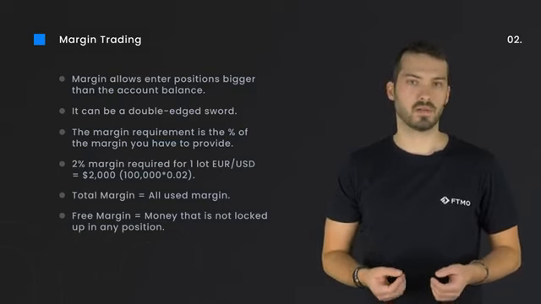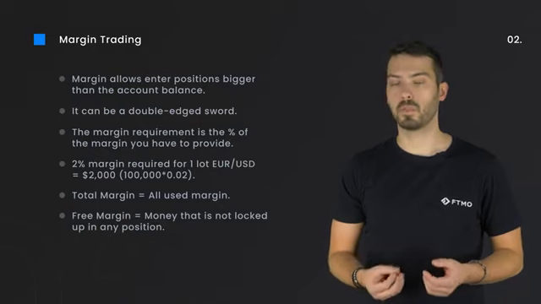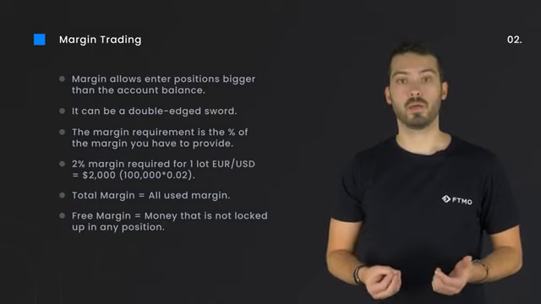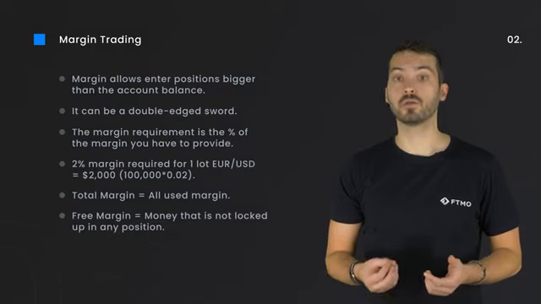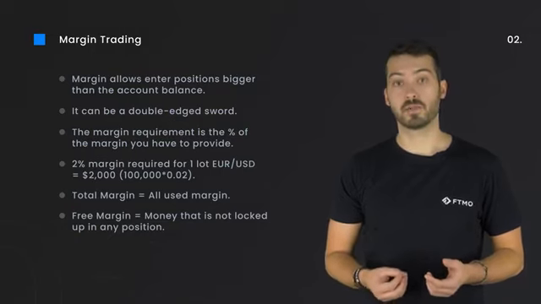The margin level displays the percentage ratio between your equity and the used margin. For example, if your equity is $5,000 and the used margin is $1,000, the margin level is 500%.